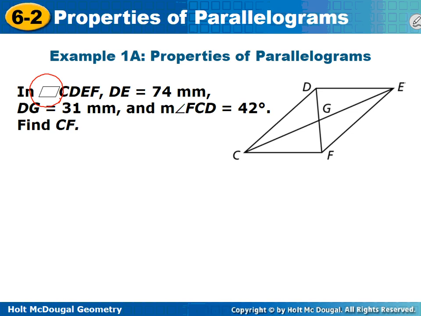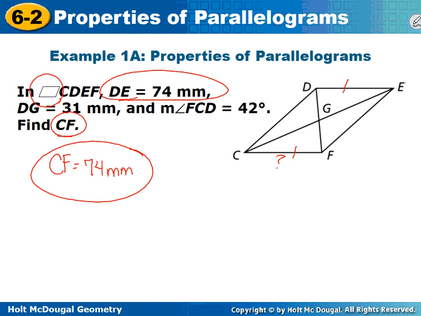What do they want us to find here? CF. Okay, that's this side right here. What should CF be the same as? DE. Because opposite sides are congruent. What is DE? 74 millimeters. So what is CF? It is really that easy. You just have to know the property. Do I put a line segment above CF when I'm saying what it is equal to? No. Don't let little things like that from last semester catch you. Okay, go to your next example.